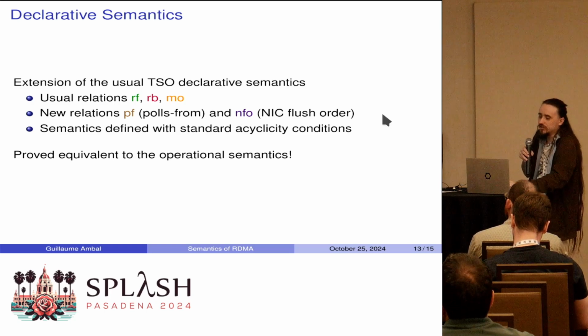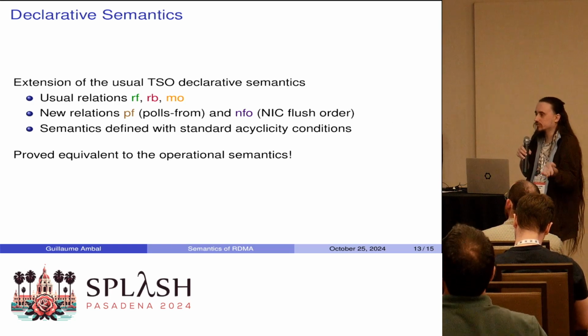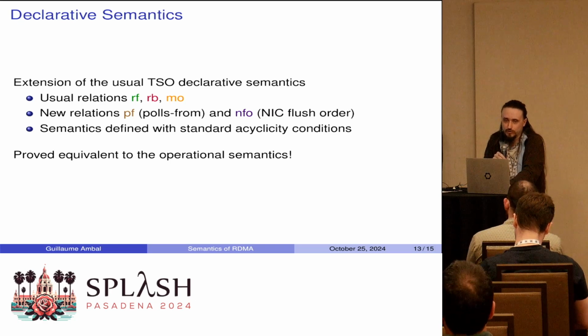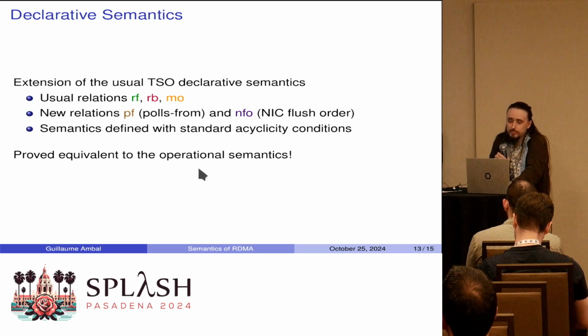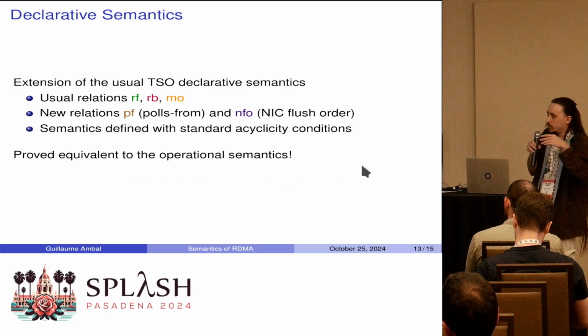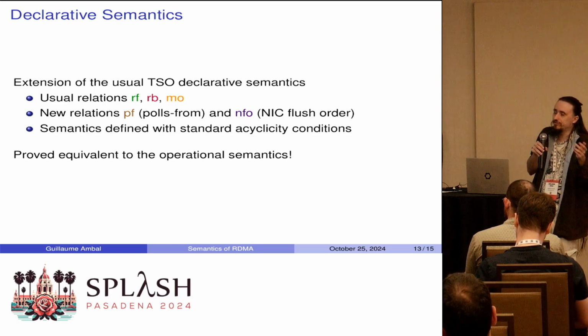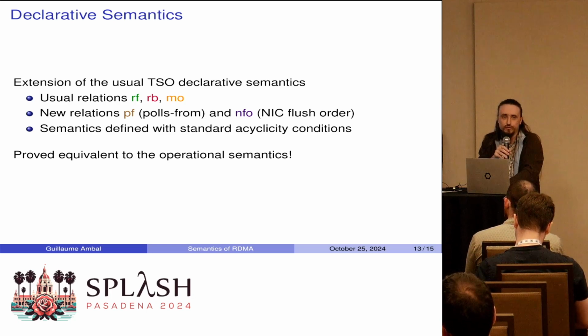And basically, we have a definition that a program is allowed if and only if some specific cycles are not allowed. And the important part is that both semantics are equivalent. So a behavior is allowed with inference trees if and only if the corresponding graph does not have forbidden cycles.